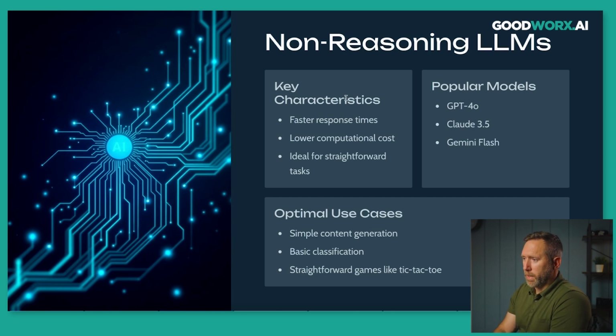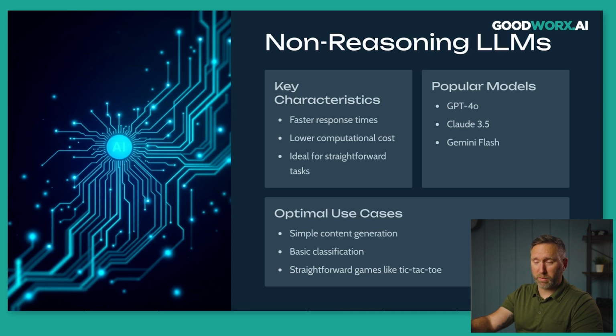For non-reasoning LLMs, the key characteristics are fast response times, lower computational cost, and it's ideal for straightforward tasks that are simple. Some of the models that you might use for non-reasoning LLMs are GPT-4o, Claude 3.5, and Gemini Flash. What are some optimal use cases? Simple content generation, basic classification, and if you want to put it in terms of gamification, it would be like playing a game of tic-tac-toe. So very simple, very straightforward.